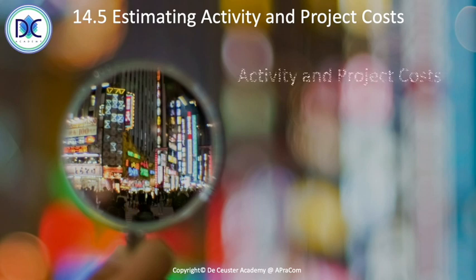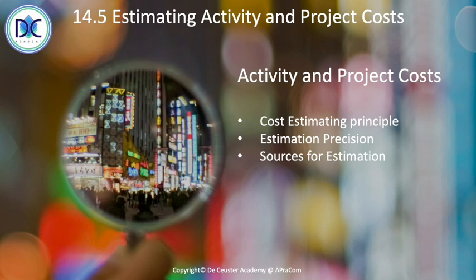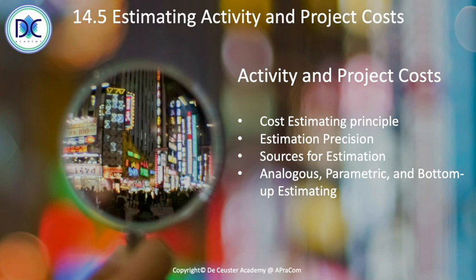And in this video, I will talk about estimating the activity and the project cost. We look at the activities, each activity has a cost, and it will help us to create the project cost. When we look at cost, we look at what the principles are to estimate the cost. What about estimating precision? Where do we find, or what sources of estimation are we using? We have different types of estimating, which are analogous, parametric, and bottom-up estimating. And finally, we also have the PERT and the three-point estimating.